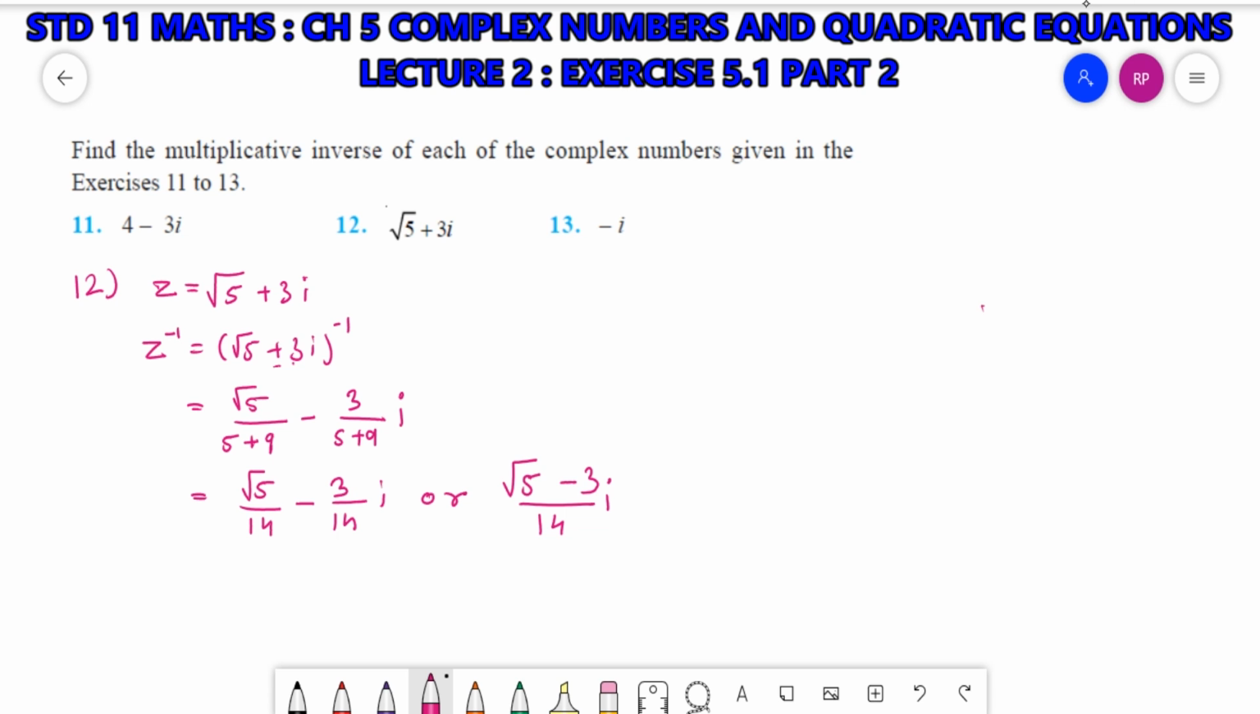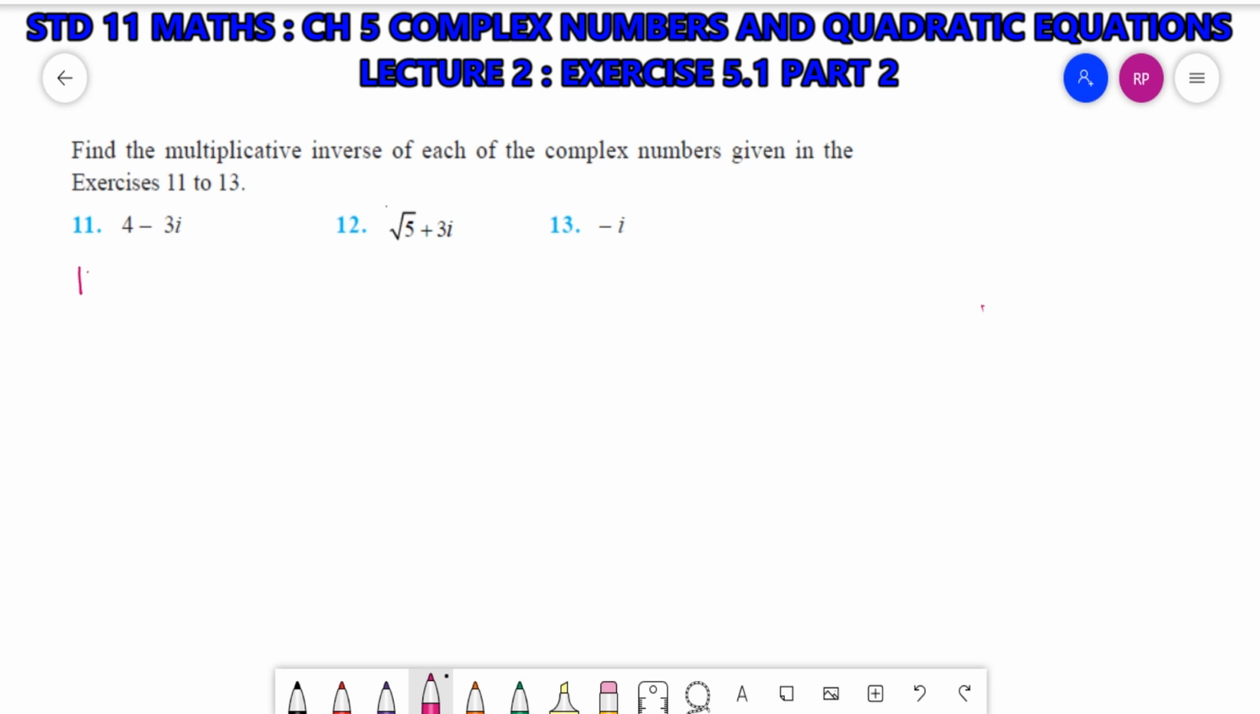Now let's move to the next, that is question number 13. z is equal to minus i. So z inverse will be minus i raised to minus 1, that is 1 upon minus i, and we know that 1 upon i is minus i. So minus of minus i is equal to i. Okay? So this was question 13, just note it down.